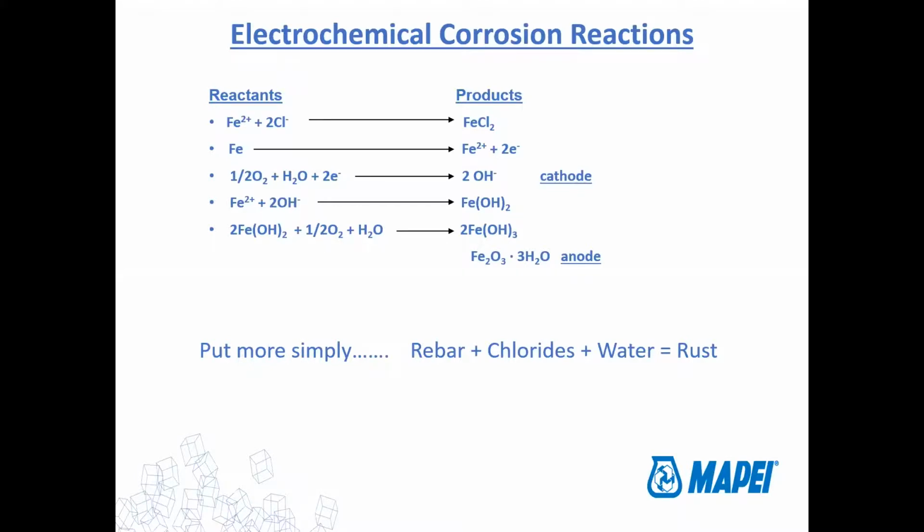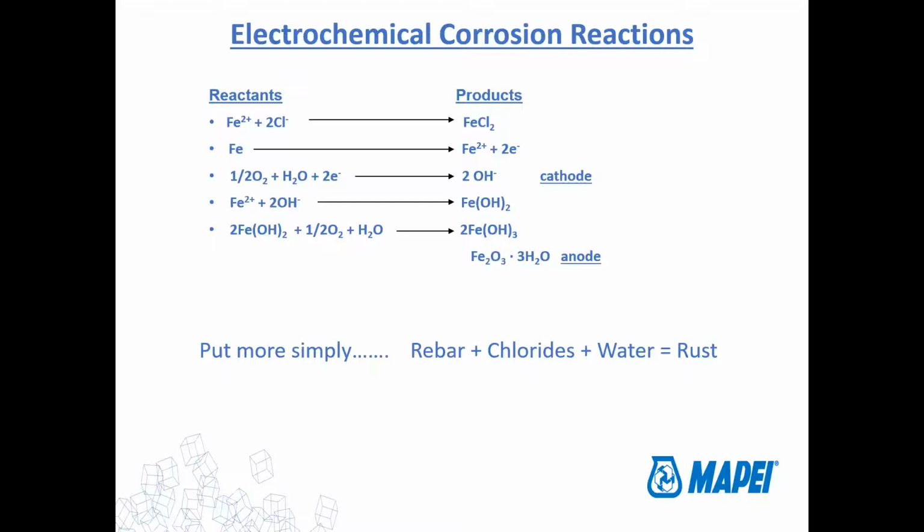Up top is the more involved way, but really the takeaways from those equations up top are that anything that's a reactant, so anything on the left side of those equations, you will also find on the product side of things. So chloride isn't consumed. The reaction of iron with chloride doesn't consume the chlorides. It just binds them to the iron to create that iron chloride ion on the right-hand side there.